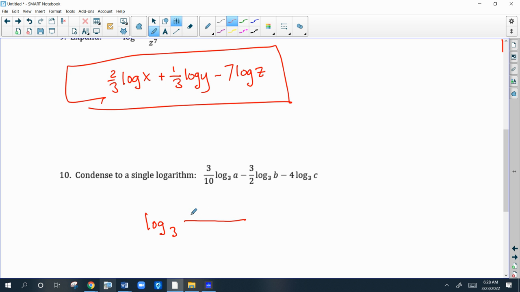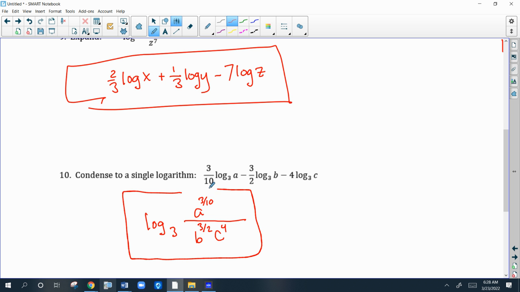So the a is on top because it's a positive log, and the 3/10 will be its exponent. B is on bottom because it's a negative log, and 3/2 is its exponent. And then the c is on the bottom because it follows a minus, so it's c, and 4 is its exponent, and you're done.